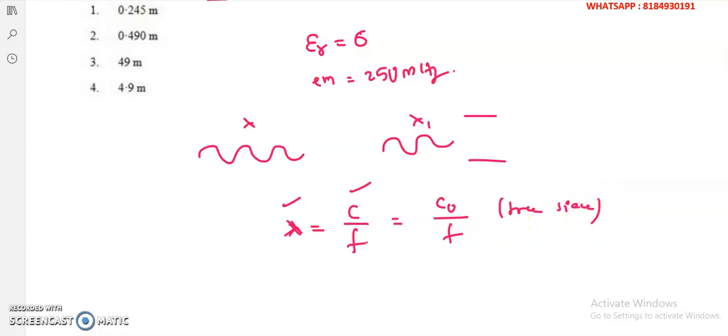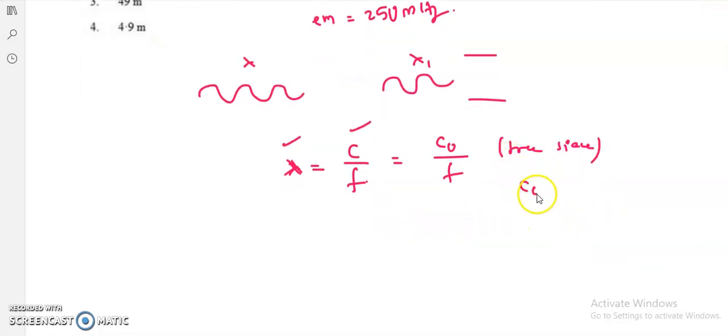In the free space, c naught is equal to 1 divided by root of mu naught into epsilon naught. Here mu naught is the permeability of free space and epsilon naught is the permittivity of free space. Both of these are constants. If we calculate this, it becomes the velocity of light, that is 3 into 10 power 8 meters per second.